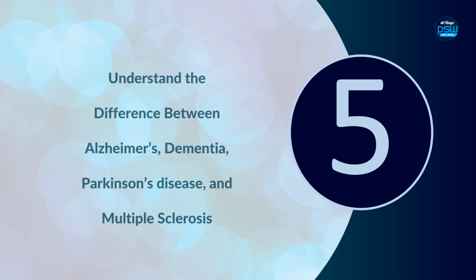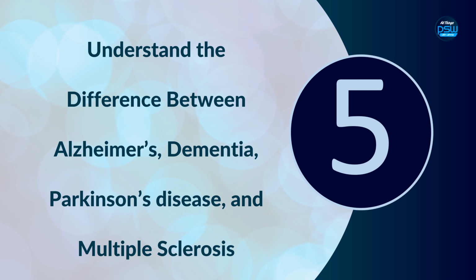All right, guys, so we're going to move on to the next section. The next one is understanding the difference between Alzheimer's dementia, Parkinson's disease, and MS, which we call multiple sclerosis. Honestly, this is under the cognition module. I do have questions on it, and I promise you, this is one of the hardest modules to pass. This and body systems, very difficult.